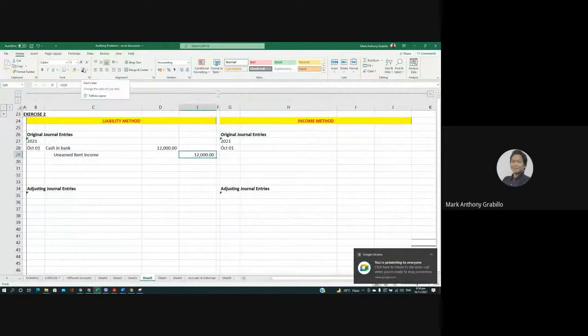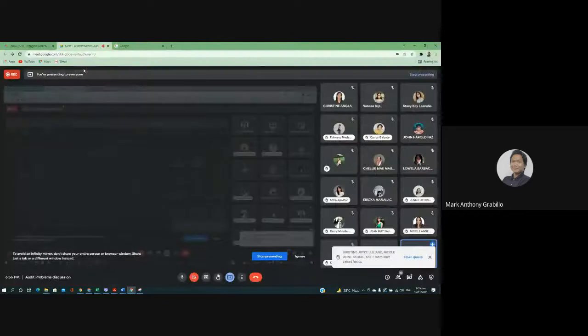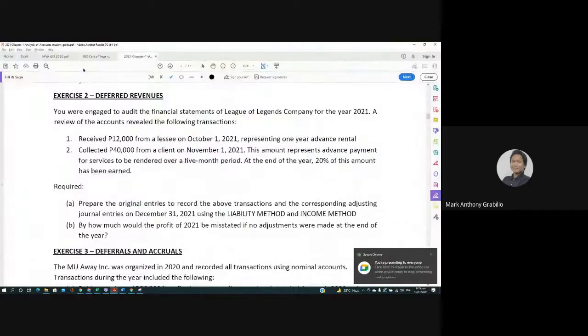Yes, Stacy. What will be our entry naman kapag income method? Debit cash, credit rent income po. Debit cash, 12,000, credit rent income, 12,000. That's correct. And then, for the second transaction, ano naman yung entry natin for the advance payment ng services ni client? Si client yung nagbayad sa atin. So what will be our entry?